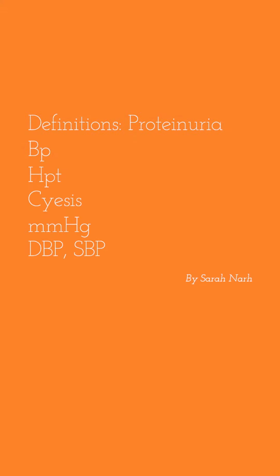Great. So I'll be using terms like protein in urea or proteinuria. It simply means protein in urine. I'll use terms like HPT, so you may see HPT. It simply means hypertension, just a short form for hypertension. SBP is systolic blood pressure, and DBP is diastolic blood pressure.